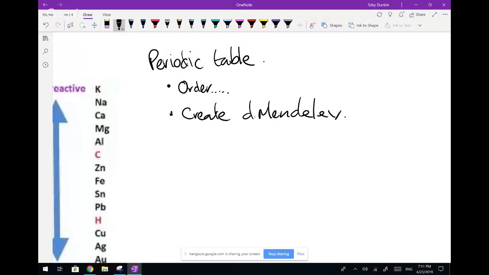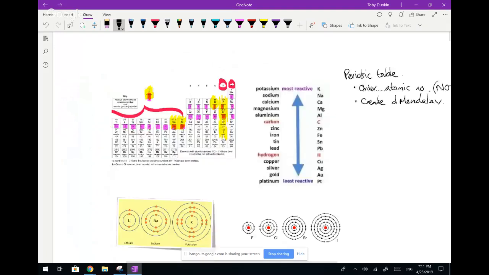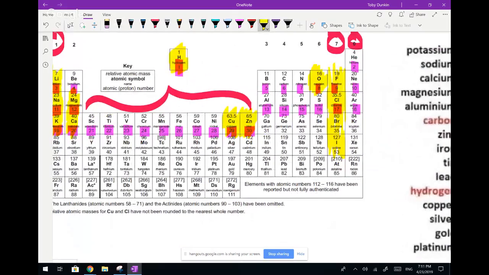And the order is by atomic number, and it increases by 1 every time. And it is not by mass. Now, the reason why is because if you actually look at the periodic table, there are certain elements that don't run in order in terms of mass.